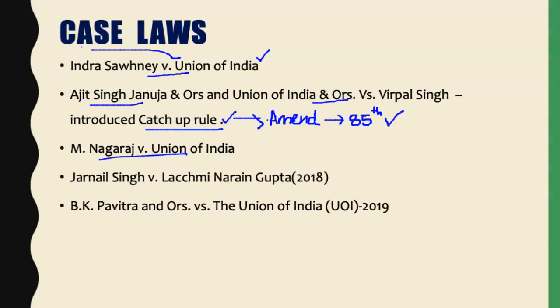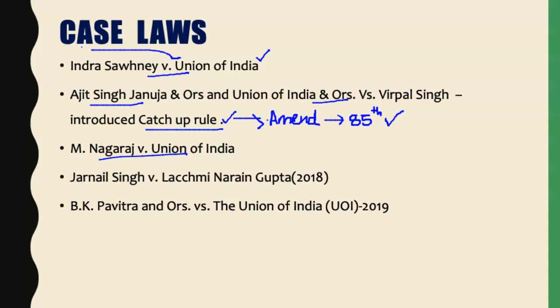And M. Nagaraj versus Union of India mein petitioner ne challenge ki thi 77th, 81st, 82nd and 85th Amendment Act before the Supreme Court. The 5-judge bench upheld the constitutional validity of the reservation in promotion of scheduled caste and scheduled tribe. Also, court noted that 16A and B are enabling provisions. And court ne kaha ki for reservation to be valid, state has to meet 3 compelling reasons. First, the state has to demonstrate backwardness of scheduled caste and scheduled tribes.